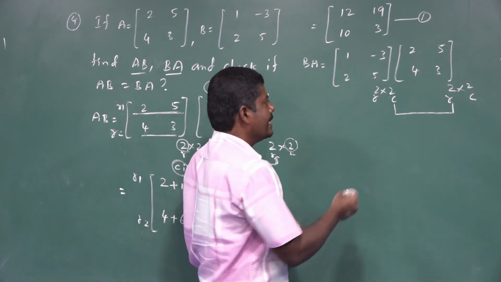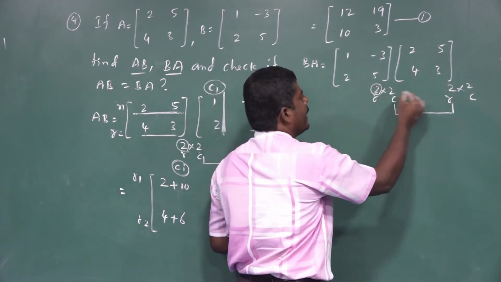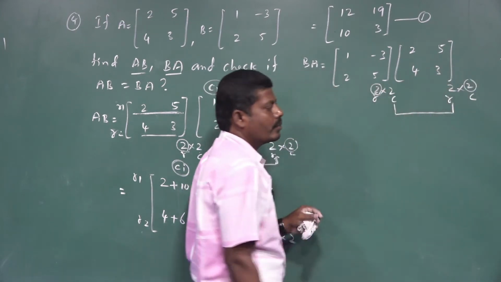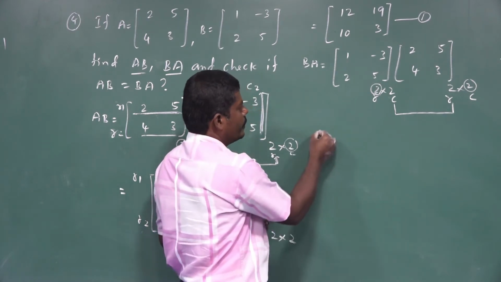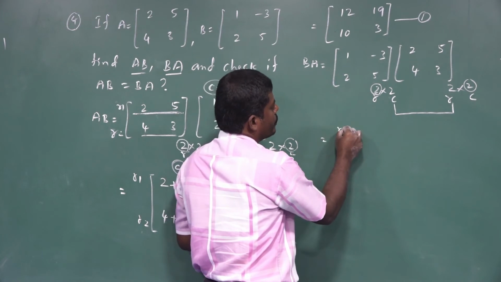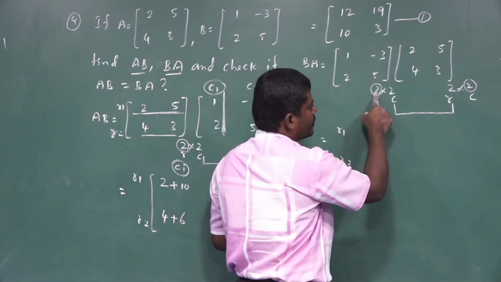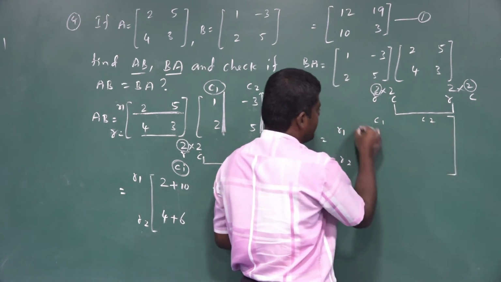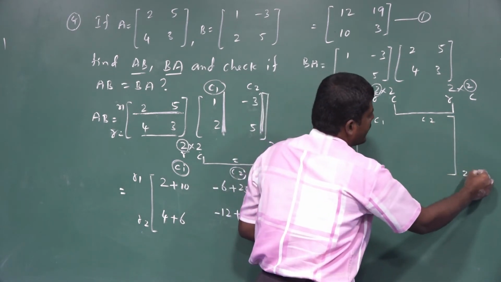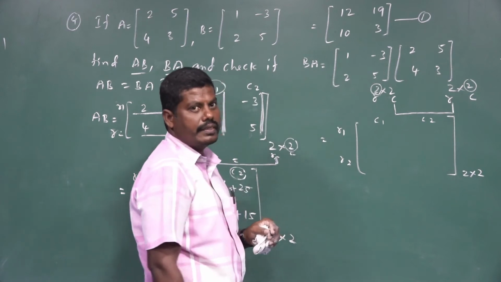What is our result order? 2 by 2 matrix. Our result order is 2 by 2. So, 2 rows, row 1, row 2, and 2 columns, column 1, column 2. This is our result order. A 2 by 2 matrix will come. Understand?